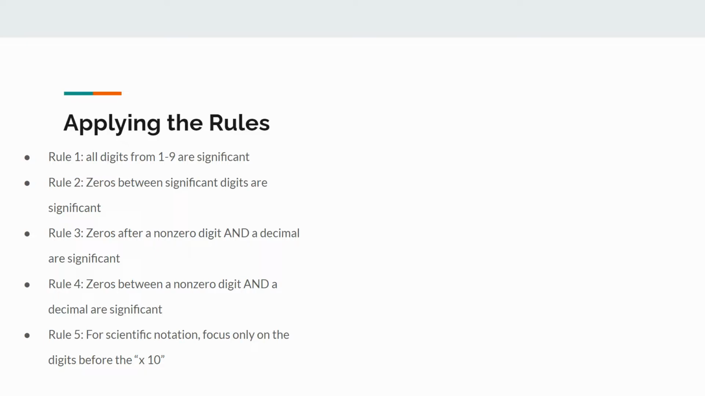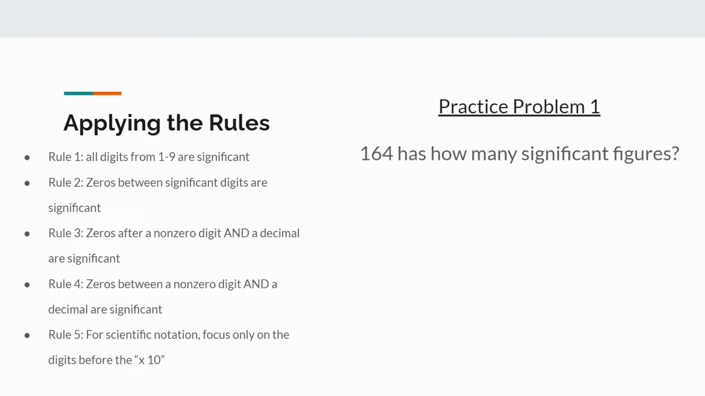So to apply the rules, we will do some practice problems. Problem number 1. How many significant figures are in the number 164? We will use rule number 1, and since there are 3 numbers in 164 that are within the range of 1 to 9, the answer is 3 significant figures.